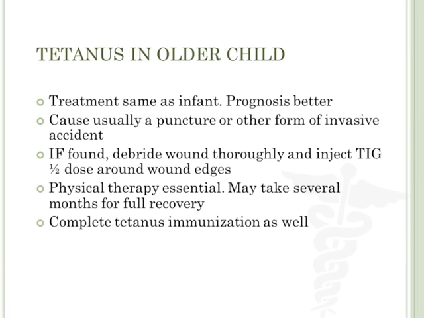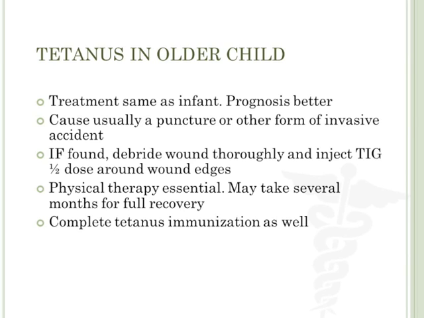Tetanus in an older child is actually a lot easier to treat because we do have some adult ventilators we need, but usually you don't need a ventilator with an adult. The basic treatment is the same, again, metronidazole. The cause is usually different, though, since we aren't worried about the umbilical cord. It comes in from a puncture wound or other type of invasive accident in a contaminated field, and it's very, very prevalent.